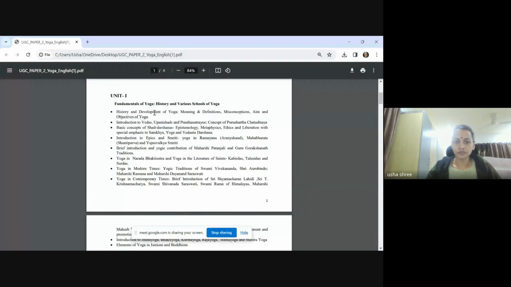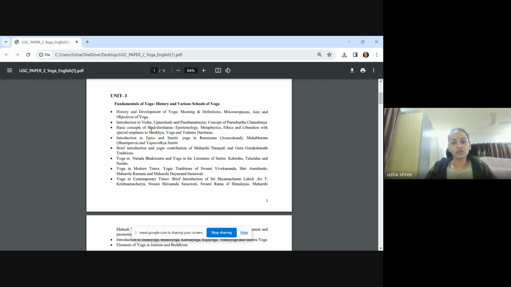Under fundamentals of yoga, as you can see, we have history and development of yoga, which includes the different eras of yoga, like the pre-classical, classical, post-classical, modern, these aspects of history. And meaning and definitions, as you know, from different scriptures, different contexts, they give the definitions and meanings of yoga, followed by the misconceptions, the aims and objectives of yoga. So that's the first part.